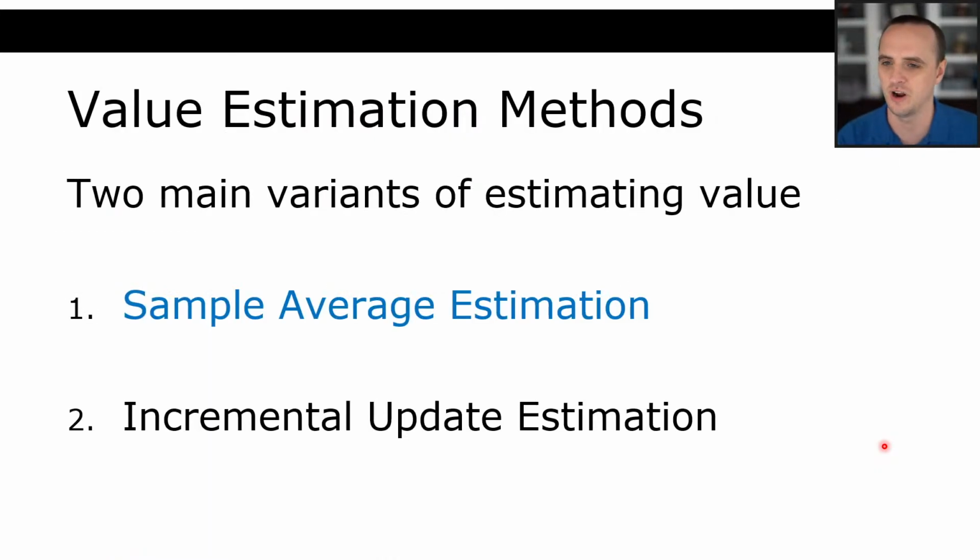Okay, I lied. We're not ready yet. There's 2 main variants of keeping track and updating our estimates of values that we're going to look at. The first one is called sample average estimate, and the second one is called incremental update estimate. So, what is this first one?